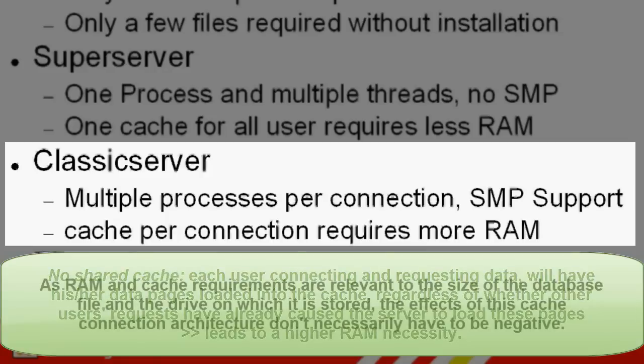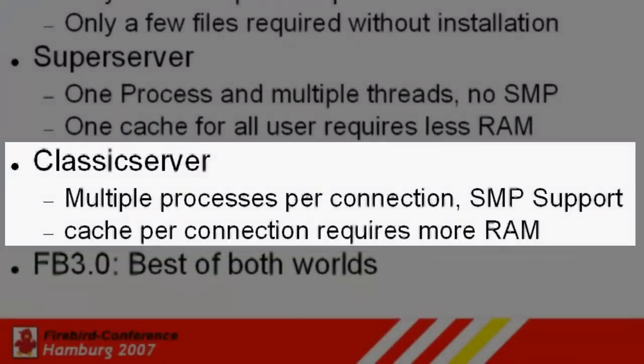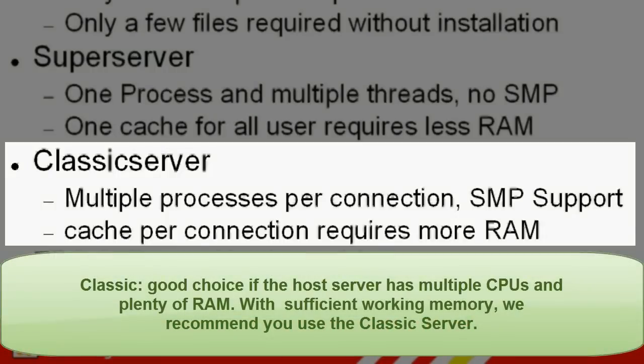which of course leads to a higher RAM necessity. However, as RAM and cache requirements are relevant to the size of the database file and the drive on which it is stored, the effects of this cache connection architecture don't necessarily have to be a bad thing. For example, each user that connects to the server and wants to access the stock list loads the stock list information into his cache. If you have 100 users all wanting to access the same information and it is loaded 100 times into the cache, this Classic Server, in the current version 2.0.3, is actually a very good version.